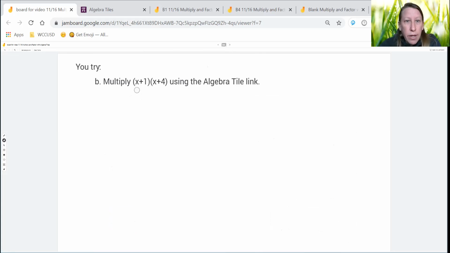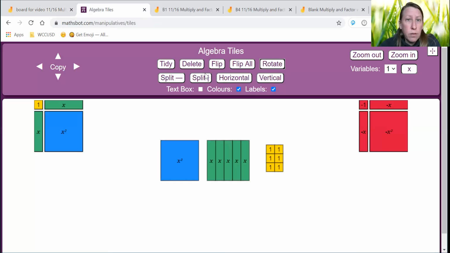So we're going to multiply the quantity x plus 1 times the quantity x plus 4. My brain seems to mix things up sometimes. All right, so we're going to multiply the quantity of x plus 1 times the quantity of x plus 4.